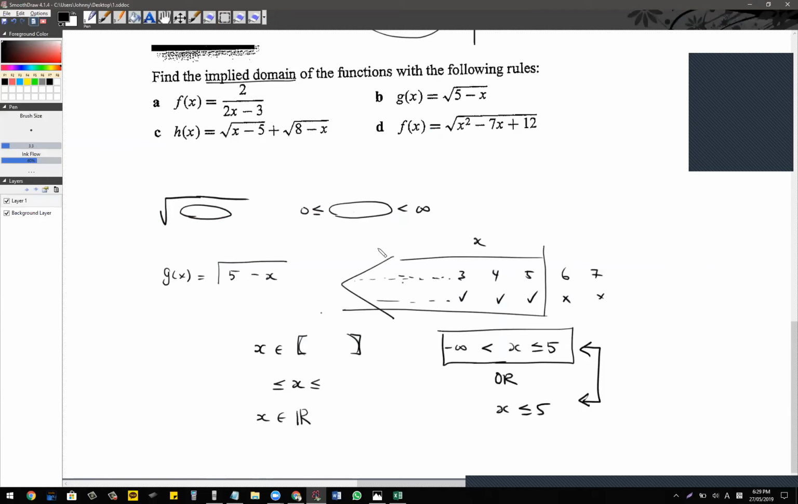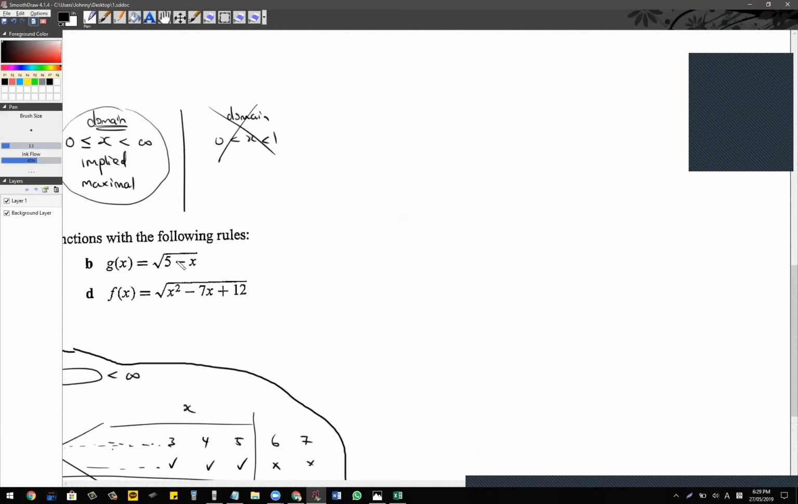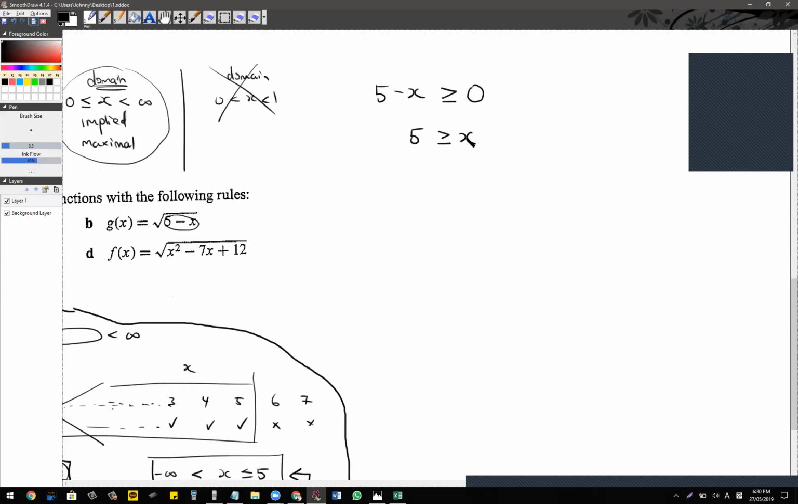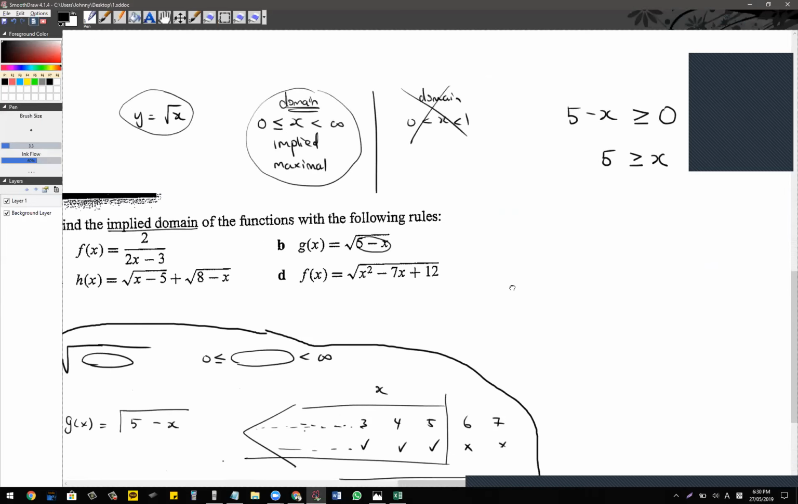All right. If you found this one difficult, then the easiest way to approach finding this domain is whatever is inside of the root, see this one here, that must be greater than or equal to 0, right? Then you get 5 is greater than or equal to x. And that is how you find a domain, which is this one here. Okay. So that was okay.